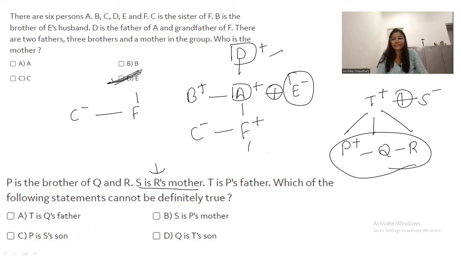Now, P is S's son. Yes, P's gender has been defined, that P is the son of S and T. So this is also correct. So the remaining one will be the correct answer, the one that is not true. Q is T's son. Here we have seen that Q's gender is not defined yet, whether he is male or female. So if Q's gender is not defined, we cannot conclude whether he or she, right? So option D will be the correct answer for this question.